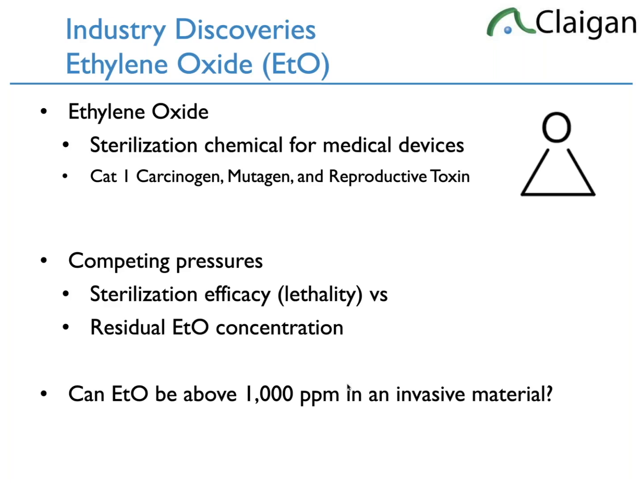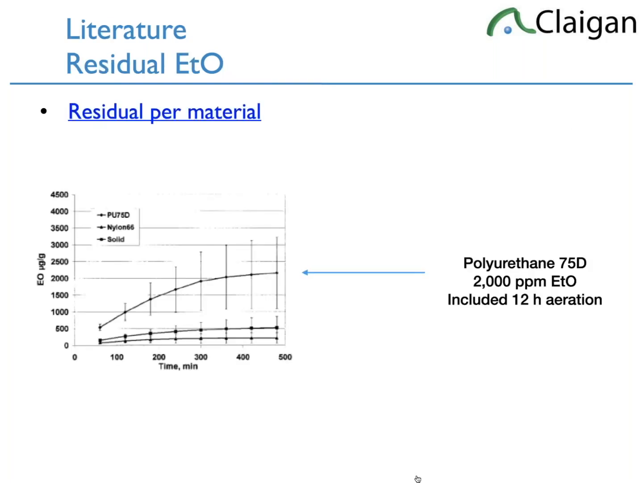And the question really is, and we do a risk assessment for MDR, can ethylene oxide be above 1,000 ppm in an invasive material? And the current risk profile up to now has said, no, it can't be. So one of the first things we were asked last time, the question, we double checked the literature first. Now, literature is anecdotal, but it's nice about a lab, we can double check things.